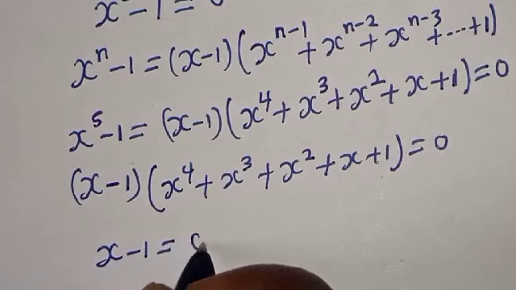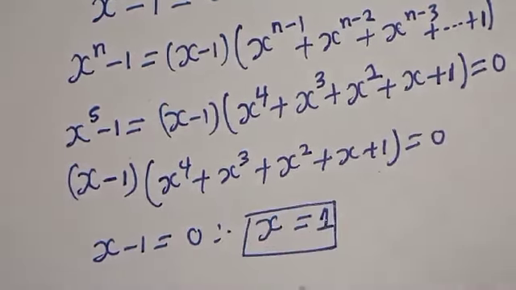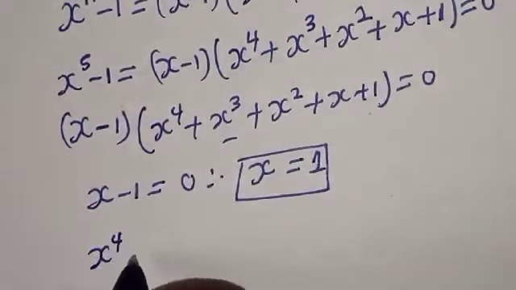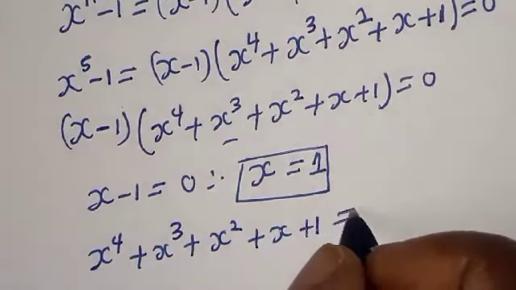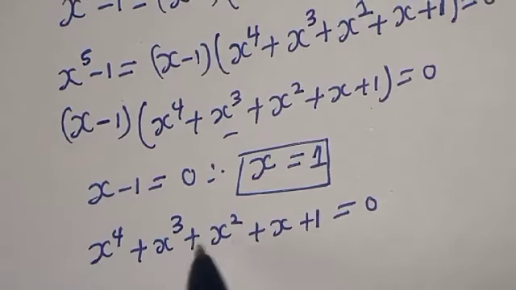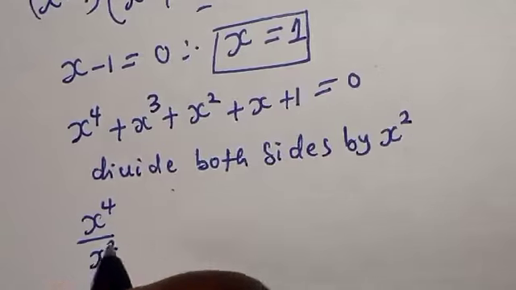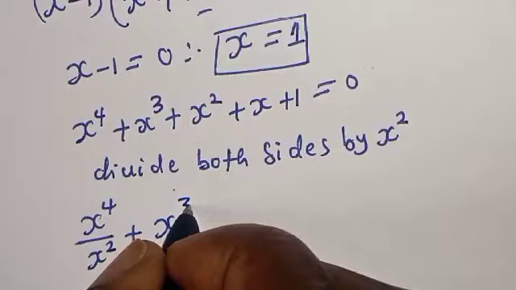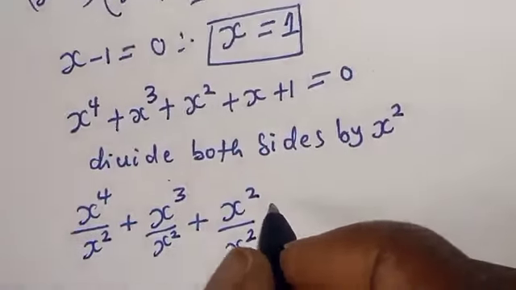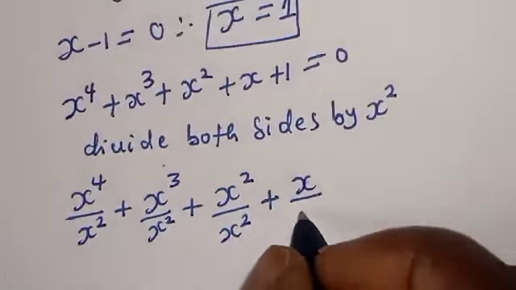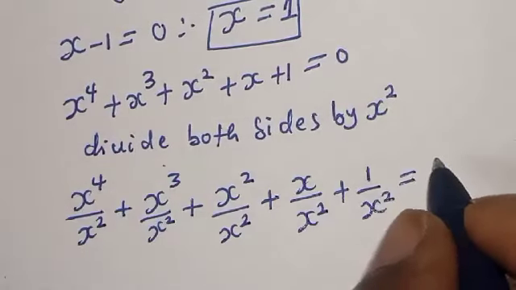X minus 1 is equal to 0. Therefore, x is equal to 1. And the second case is this. We have x raised to the power 4 plus x raised to the power 3 plus x squared plus x plus 1 is equal to 0. Then let's divide all through by x squared. x raised to the power 4 over x squared plus x raised to the power 3 over x squared plus x squared over x squared plus x divided by x squared plus 1 divided by x squared is equal to 0.